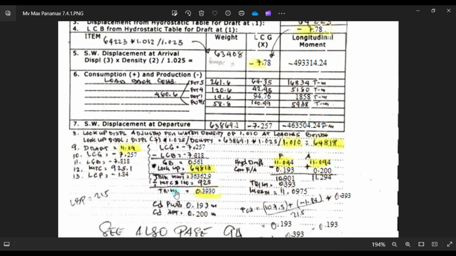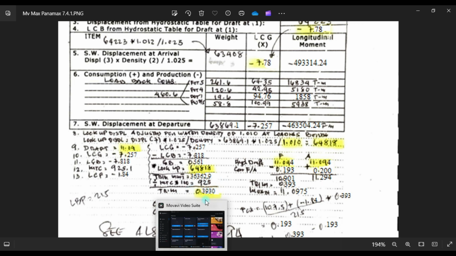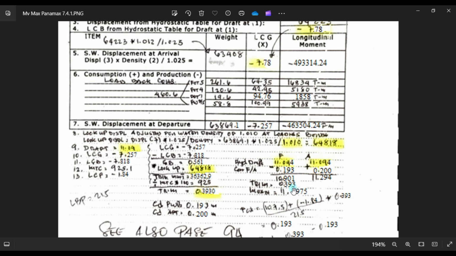And once you have your trimming moment, you divide it by MTC, which is this one, 925.1, and multiply by 100, and the departure trim will be 0.393. Okay, so that will be your final trim, 0.393, which is this one.